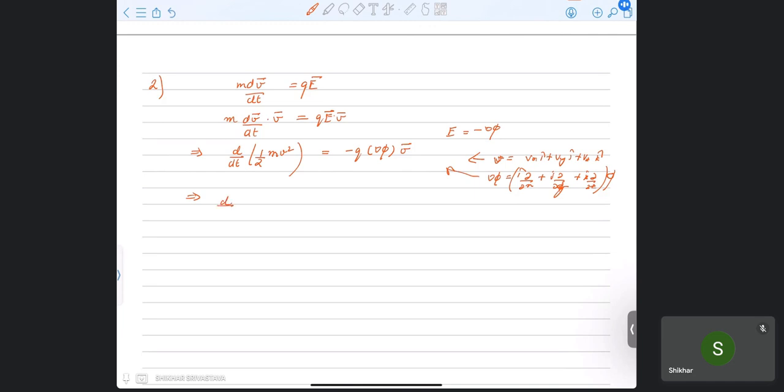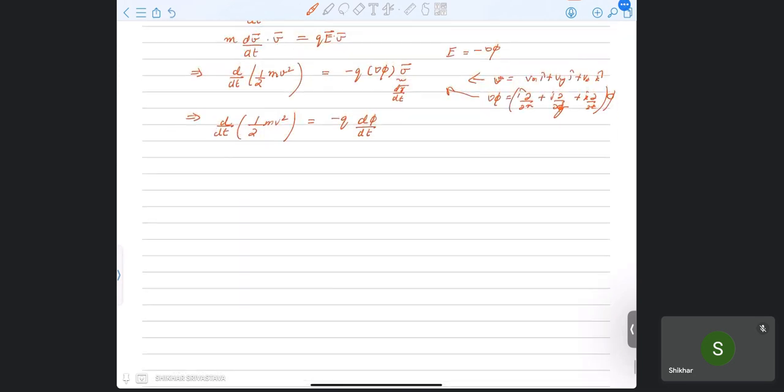d by dt of half m v square is equal to minus q, because v can also be written as dr by dt. So what you will get is minus q d phi by dt, because r will get cancelled. Rearranging, you will get d by dt of half m v square plus q phi is 0. So something is conserved.